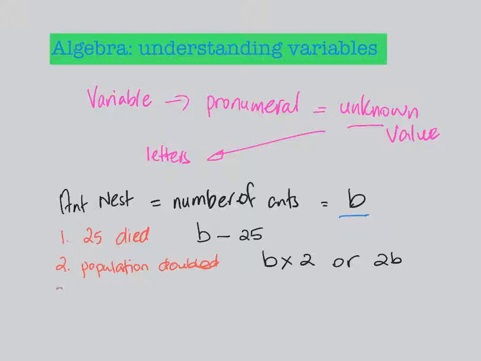Okay, let's use another example. Let's say we had an increase by 50. So whatever the population is, we increased it by 50. Again, the nest plus, because we're increasing here, 50. So you might have some kind of word problem, and it's talking to you in words and telling you what is happening with this particular ant's nest. That's how we would turn our words into mathematical expressions.